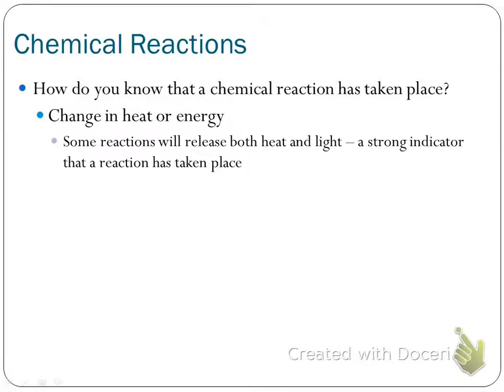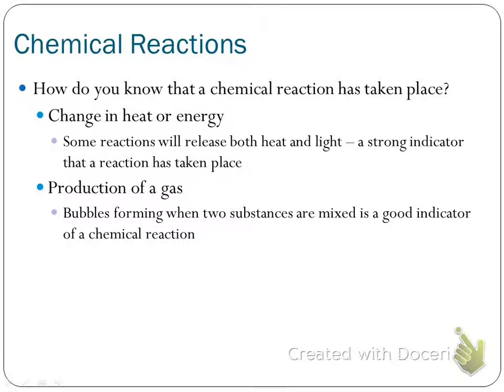So a change in heat. Some things will release both energy and light. Those are things, a strong indicator that we've got some sort of chemical change taking place. So it puts off light or energy in the form of heat. Those are good indicators. It produces a gas. Anytime things start bubbling, that means it's producing a gas and those bubbles are working their way to the top. Okay, so if nothing's bubbling when it goes in, and all of a sudden it starts bubbling, that should be an indicator for us that something's happening.